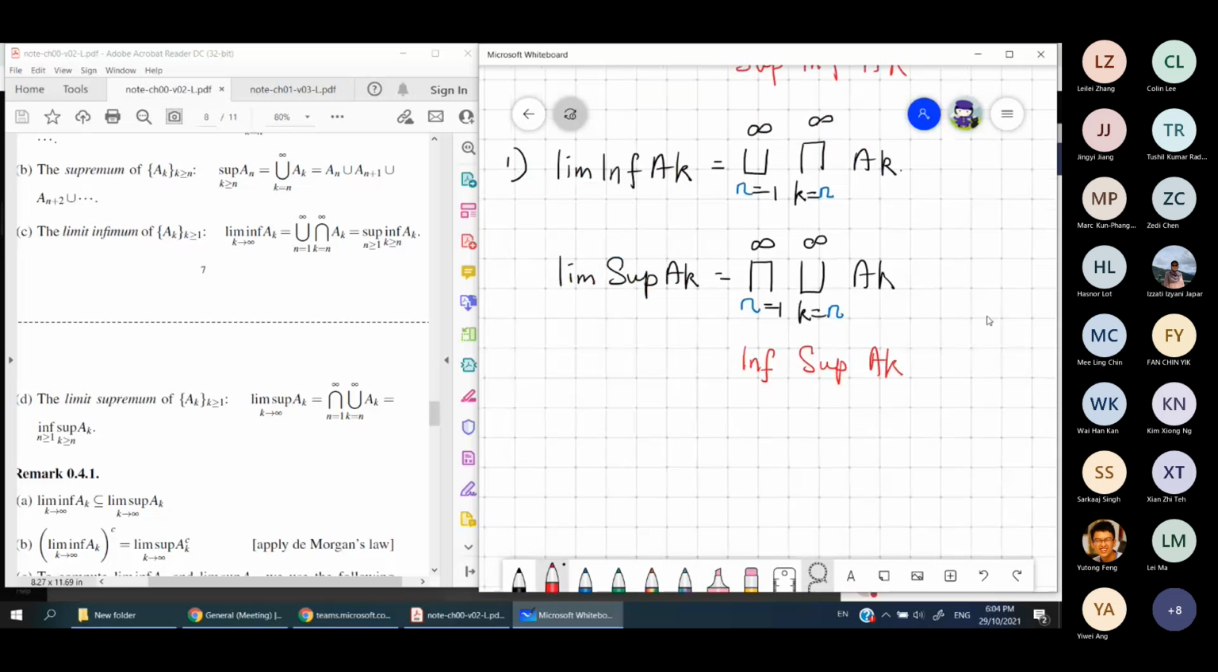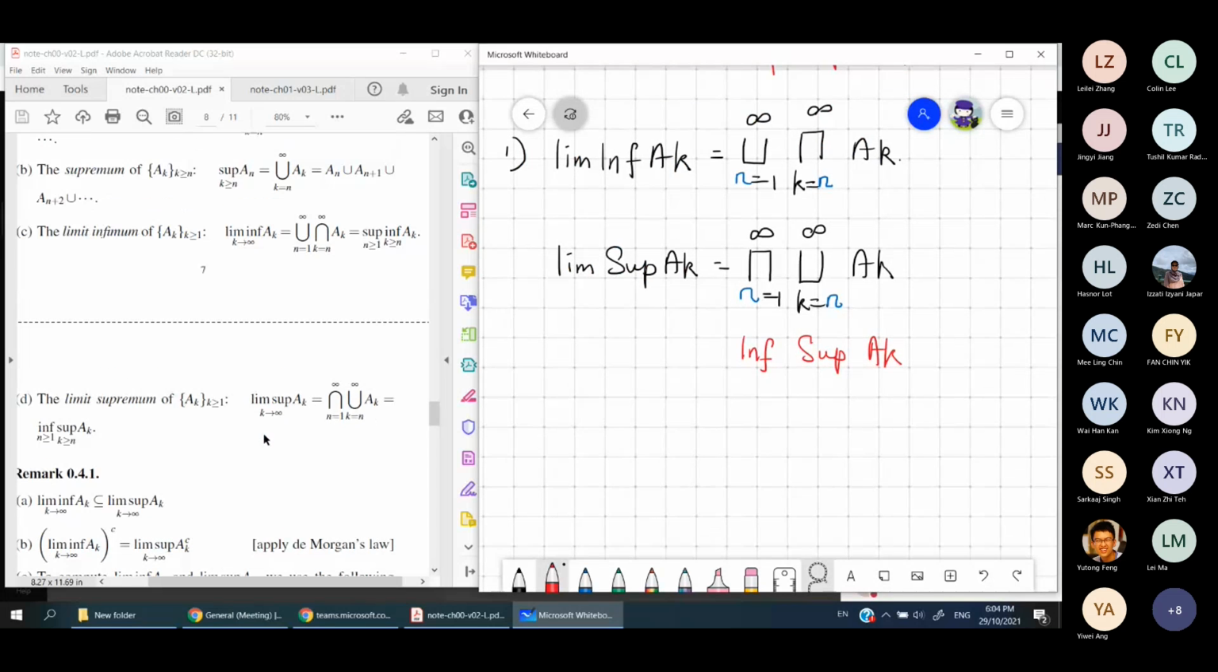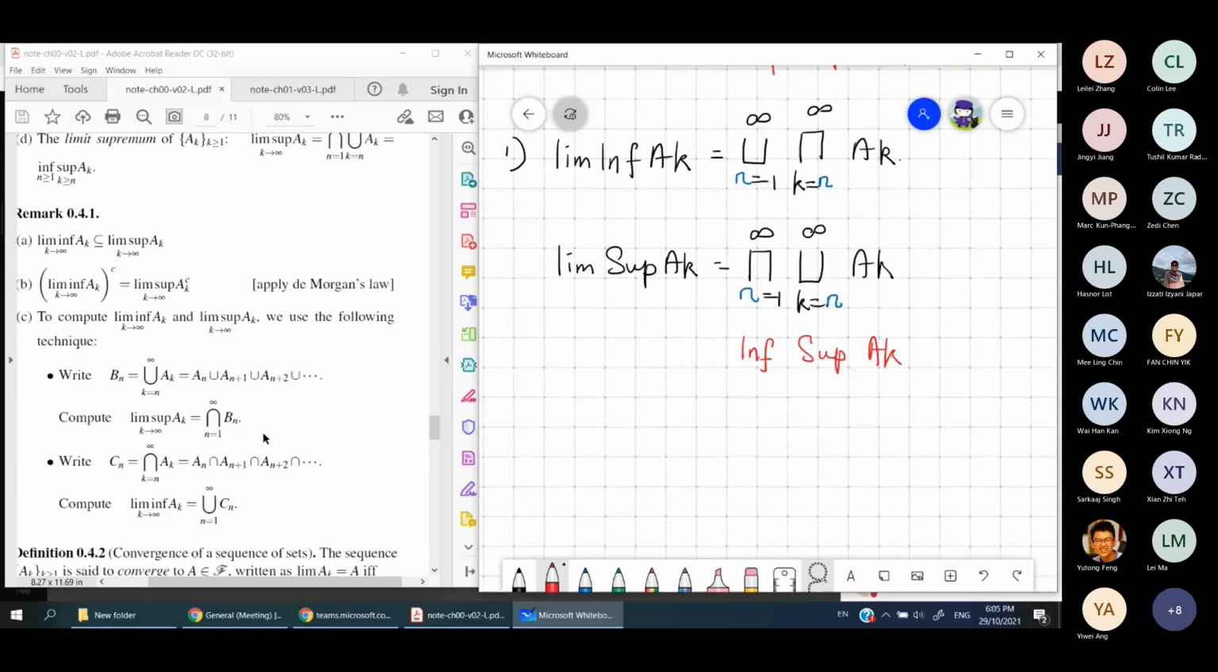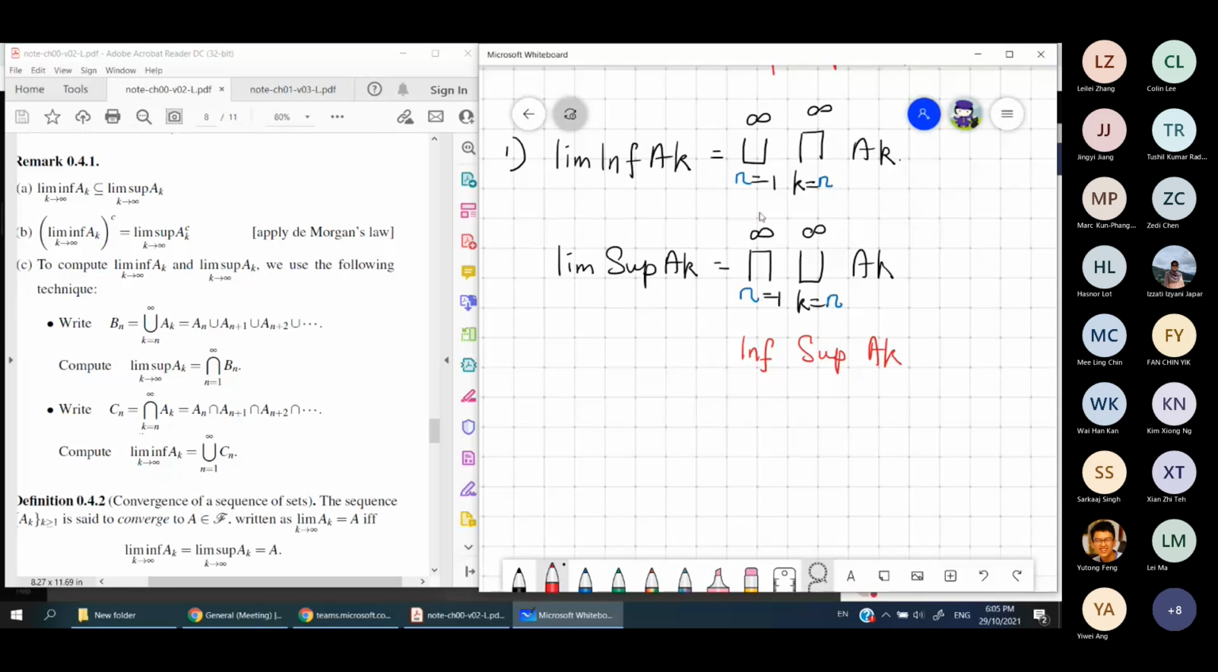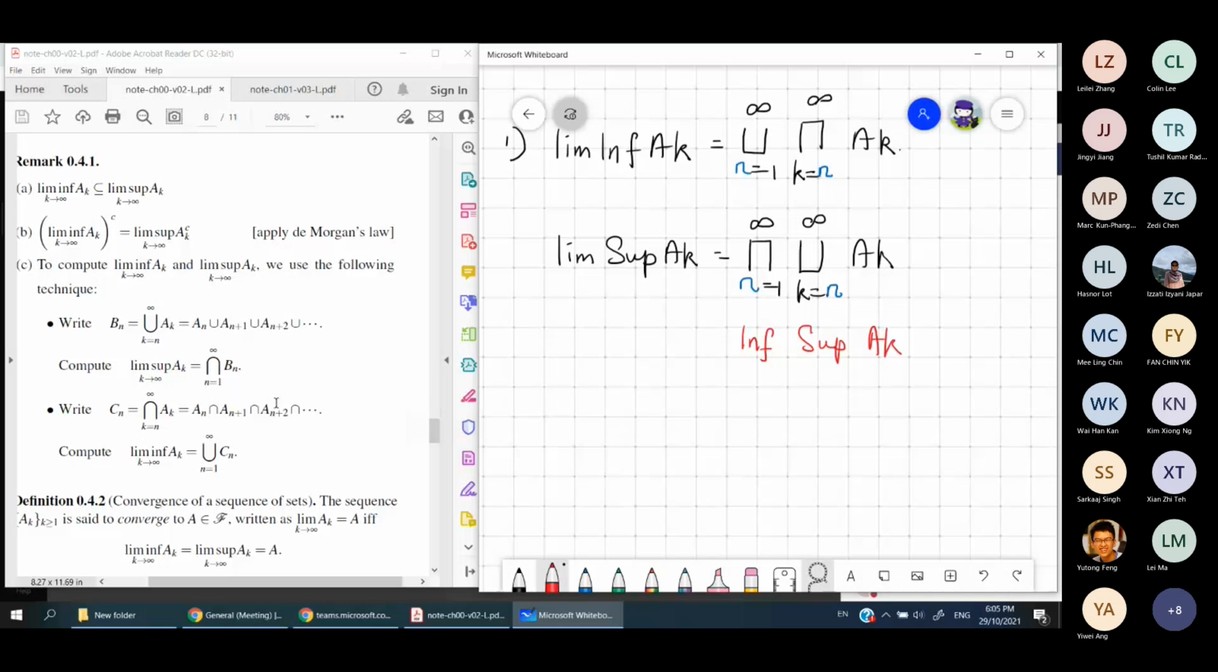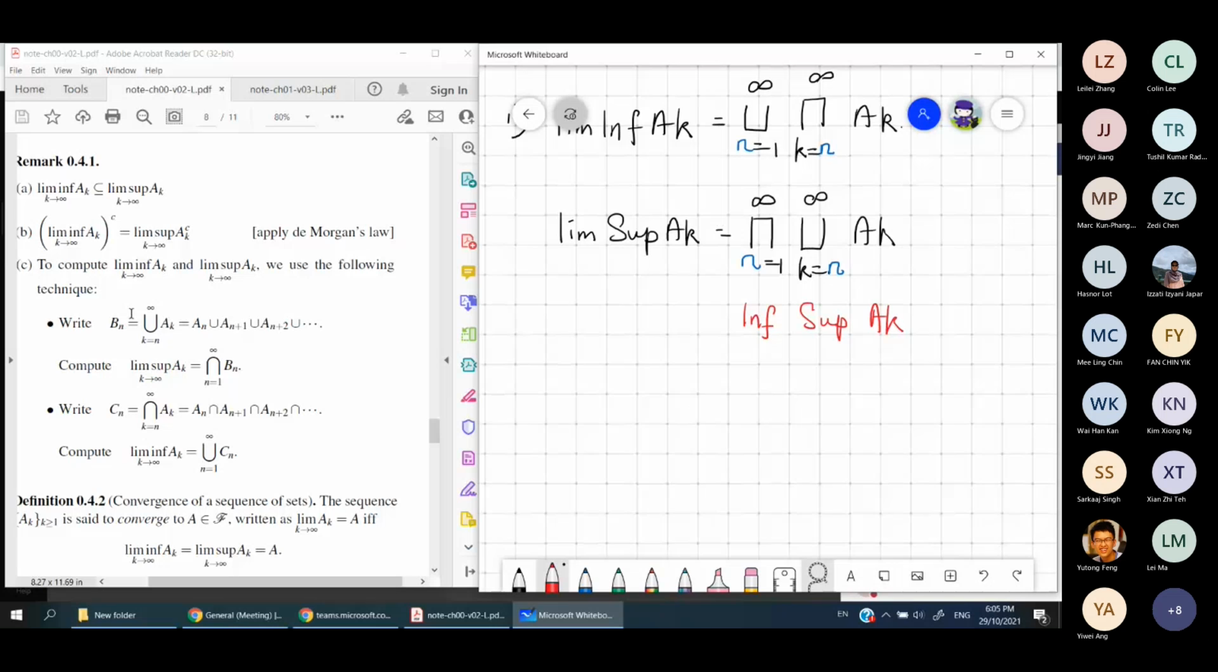So come back to this. It might be a little bit complicated if you look at the symbol here, because there are two parameters involved, K and N. However, there are simpler ways to do it. We can follow this procedure to compute the limit infimum of AK and the limit supremum of AK. Let us compute the first one, the limit infimum.